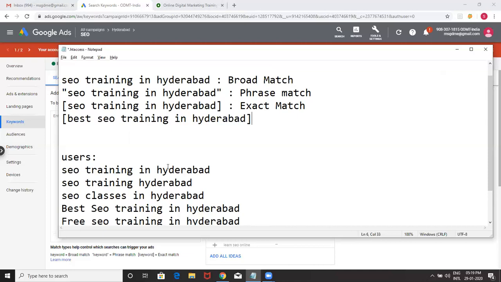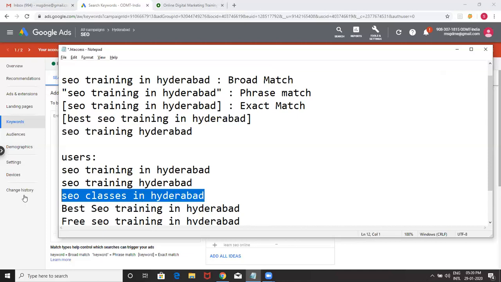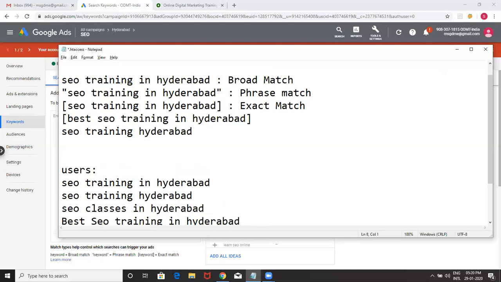So you're saying give more options. More keywords with exact. This is good for small companies. But what happens here? Again, you have to mention SEO training Hyderabad. This also you have to mention, SEO classes in Hyderabad. Your list will increase. Again, best SEO classes in Hyderabad. This list will increase. But no problem. Small companies have to do this.